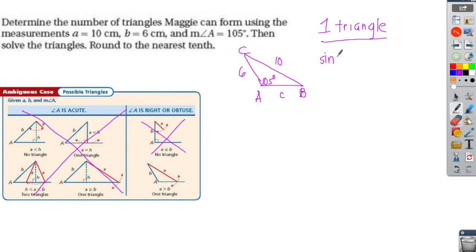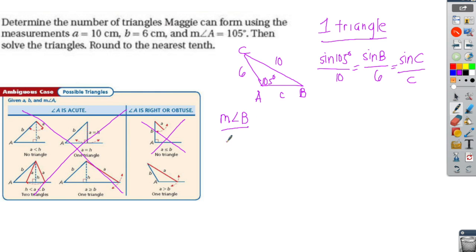So I have sine of A, 105 degrees, over its side length, sine of B over its side length, sine of C over its own side length, like so. All right, so from this point, you can decide to start by looking for the angle measures or the side length. In this case, I'm going to start and identify the measure for angle B.